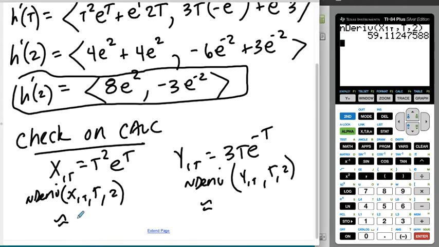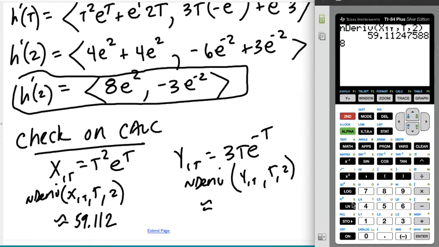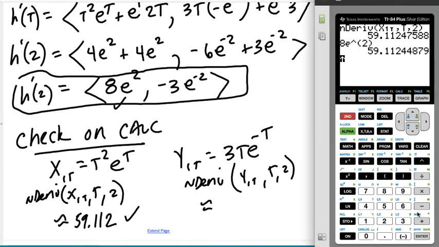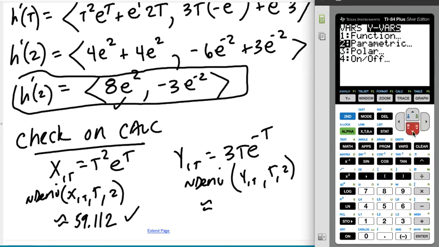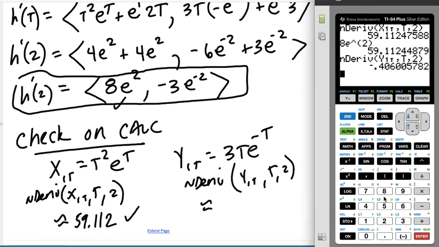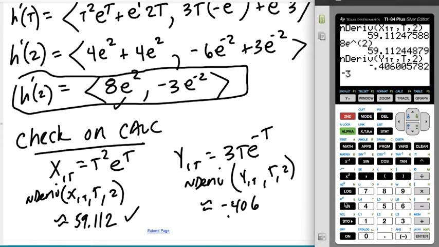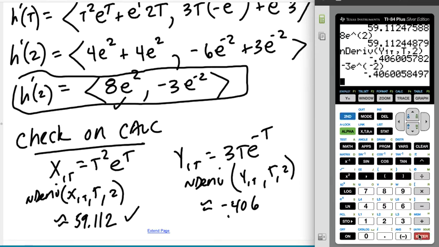And I get that this is 59.112. And then I could check. I could say, hey, what's 8e to the second? And there you have it. So that's great. So check, that works. So that's right. And I could do the same thing. I could hit second enter, and then I'm just going to overtype the x1t with a y1t. So vars over to y vars. I want parametric, and I want 2. And I get that this is a negative 0.406. And then I can check that. I can see what negative 3e to the negative 2 is and see if my answer comes out right. And sure enough, it does.